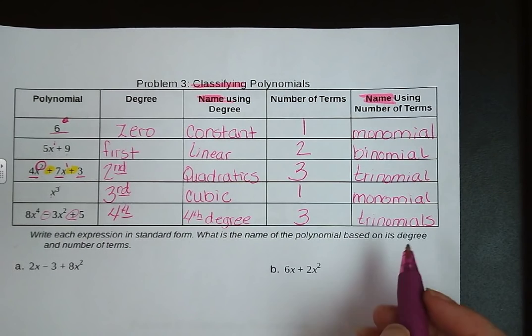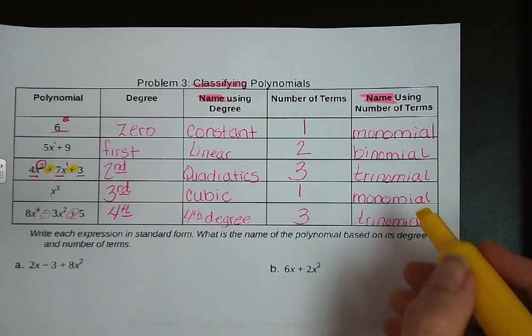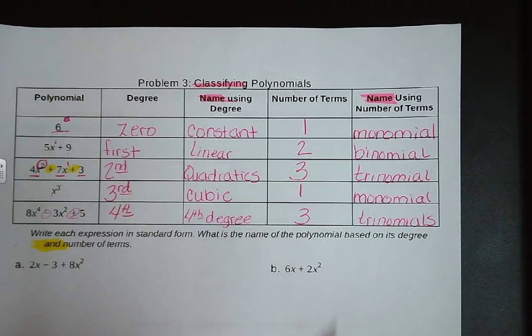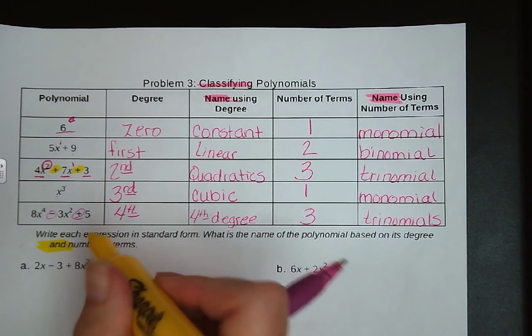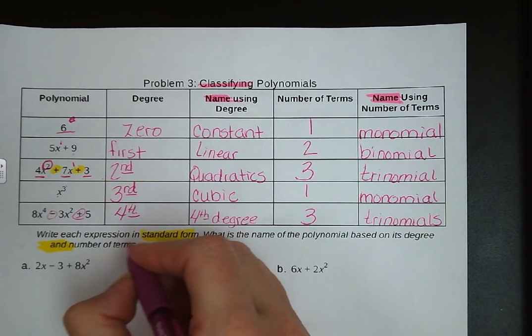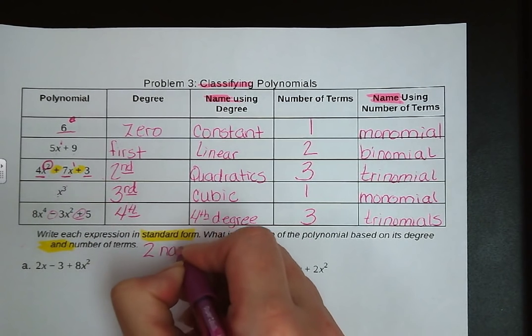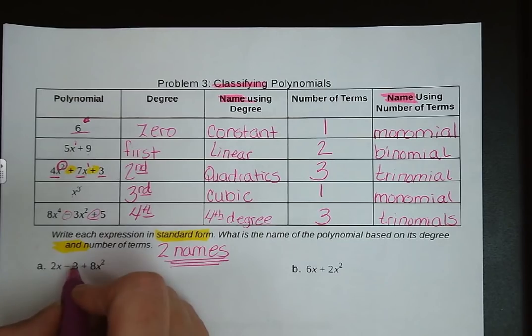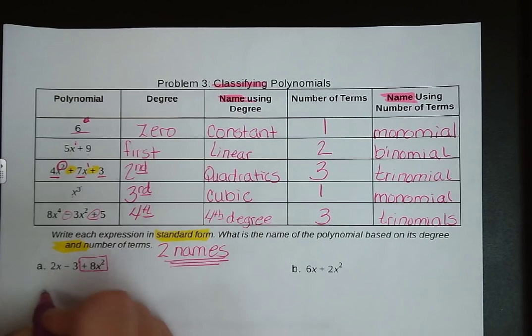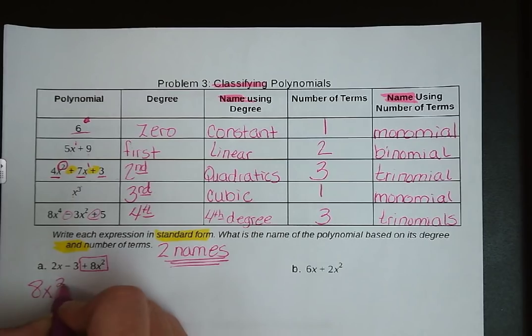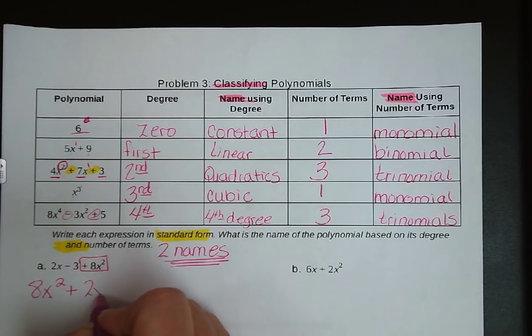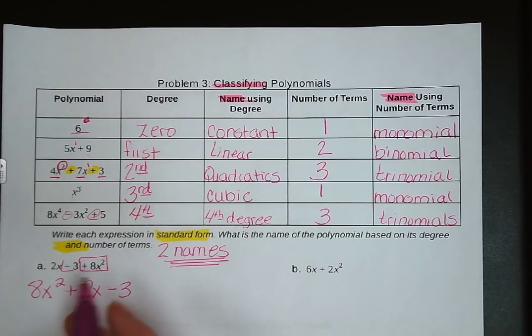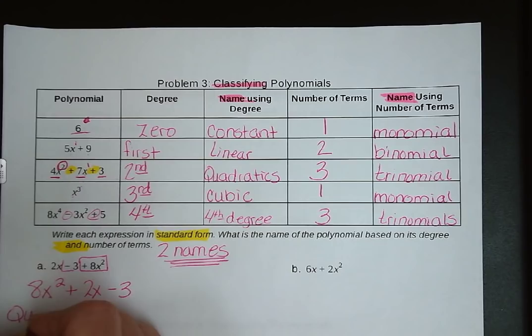Okay. All right, so now going down to the questions below, we have write each expression in standard form. What is the name of the polynomial based on its degree and number of terms? So remember, standard form, we are decreasing our exponents from highest to lowest. So letter A, we're going to start with our highest exponent, which is a positive 8x squared. Remember, the sign in front of the number is connected to it. And then we get the 2x, and then we get minus 3. So that is going to be a quadratic trinomial.